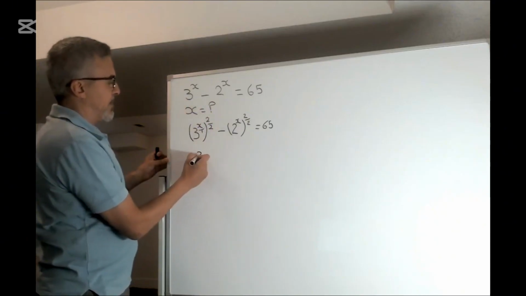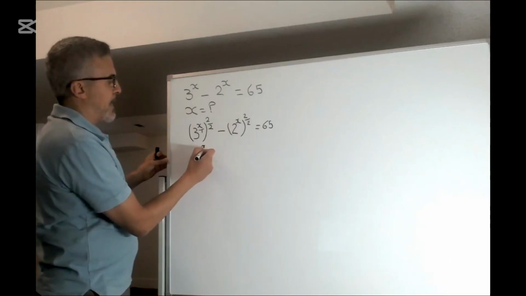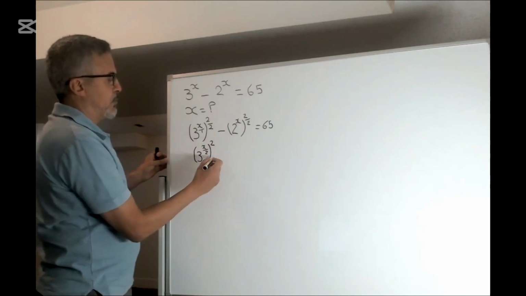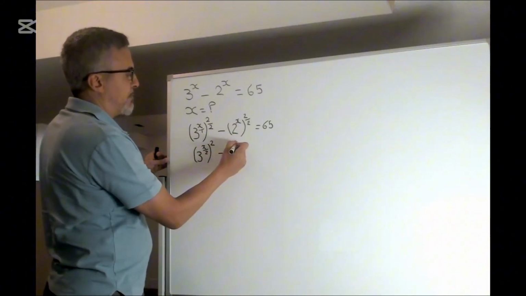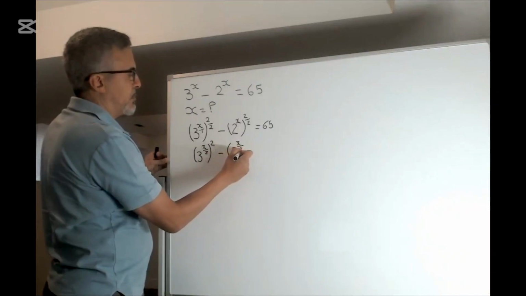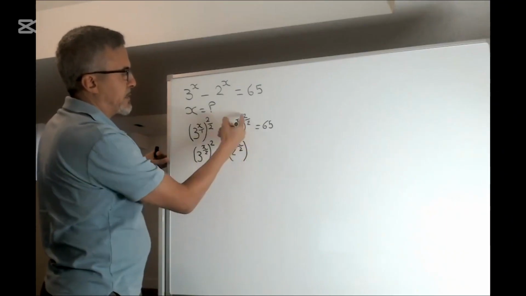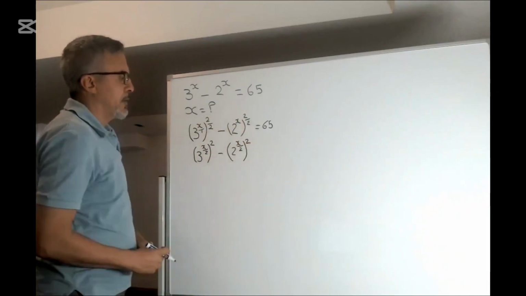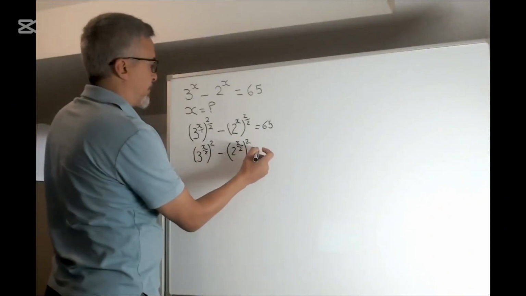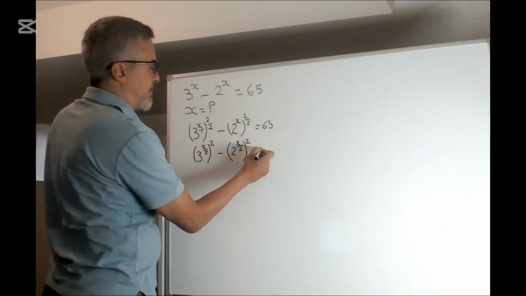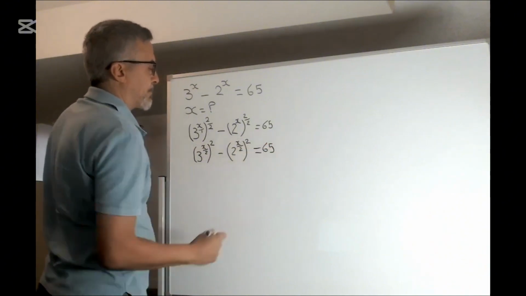So I'm going to have 3 to the power of x over 2, all to the power of 2, minus, I'm going to do the same thing here, 2 to the power of x over 2, and this 2 here is just going to stay as a square. I'm just going to keep the 65 the same for now.